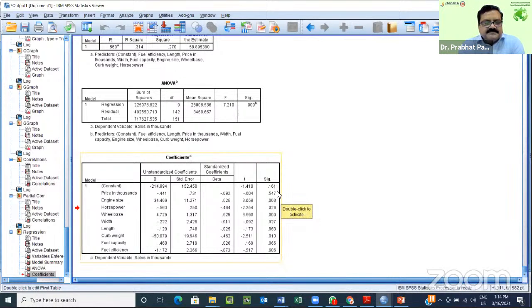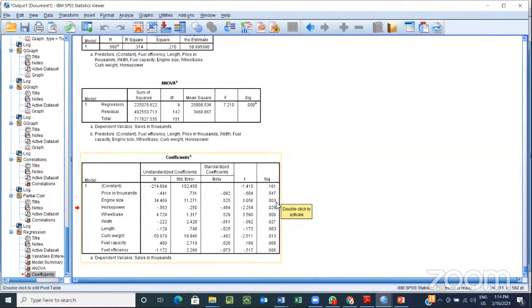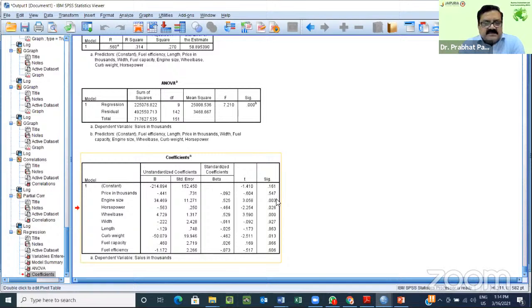Any answer? No, sir. It is not significant. Yeah, absolutely. Price is not significant. Engine size with land is significant. Yeah, okay. Engine size, yes. Horsepower, yes. Wheelbase, yes. Width, no. Length, no. Curb weight, yes. Fuel capacity, no. Fuel efficiency, no.